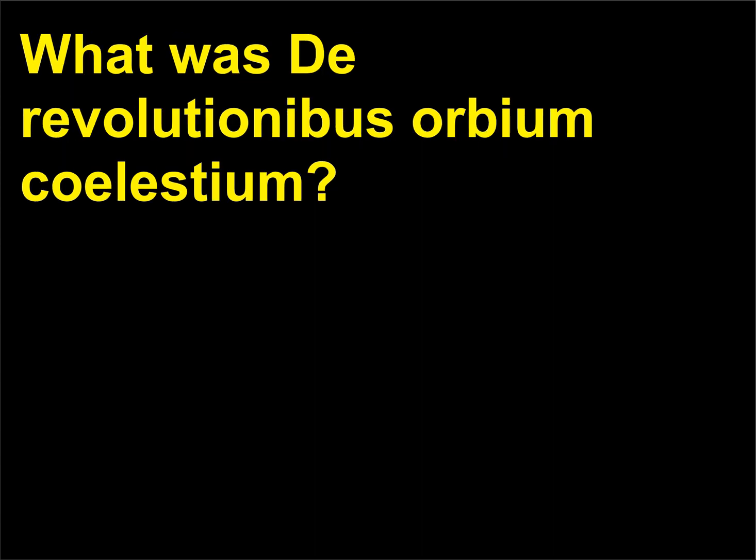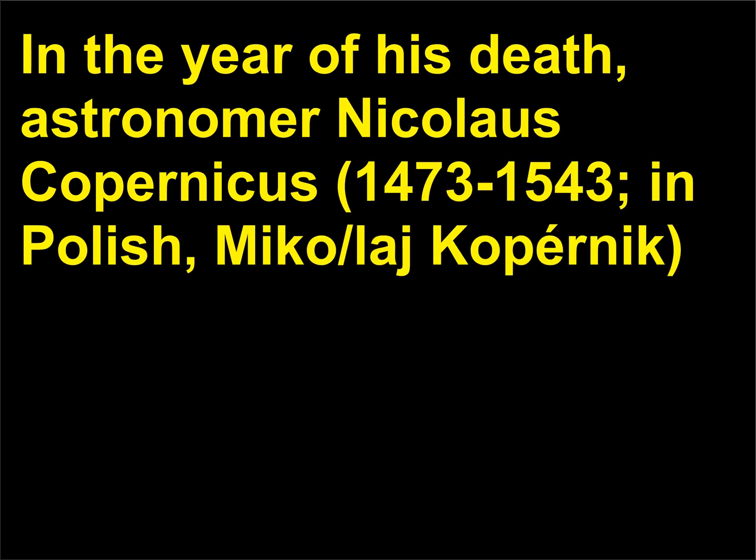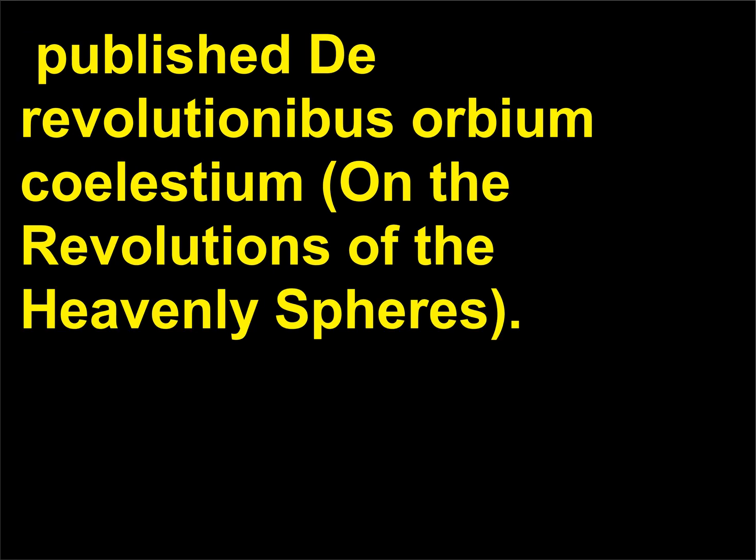What was De Revolutionibus Orbium Coelestium? In the year of his death, astronomer Nicolaus Copernicus, 1473–1543, in Polish, Mikołaj Kopernik, published De Revolutionibus Orbium Coelestium, on the revolutions of the heavenly spheres.